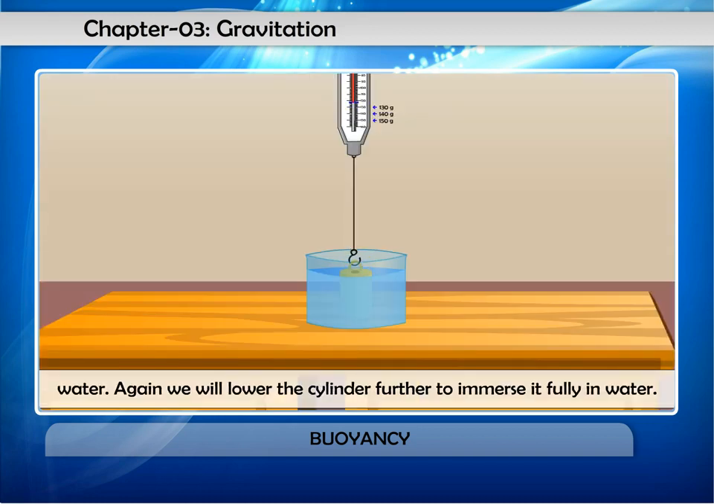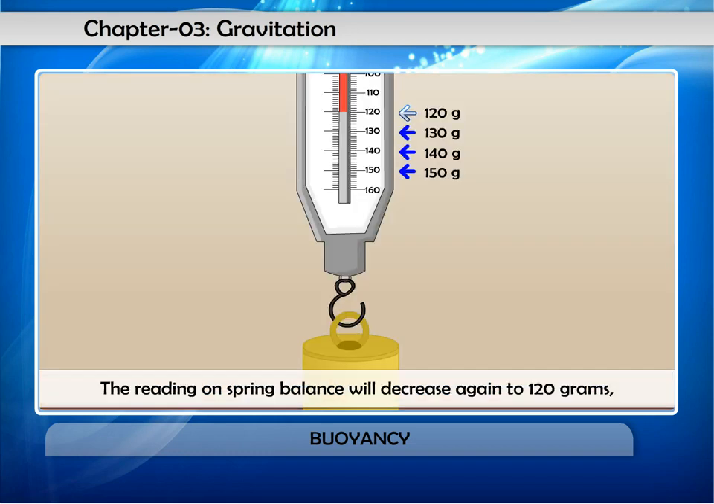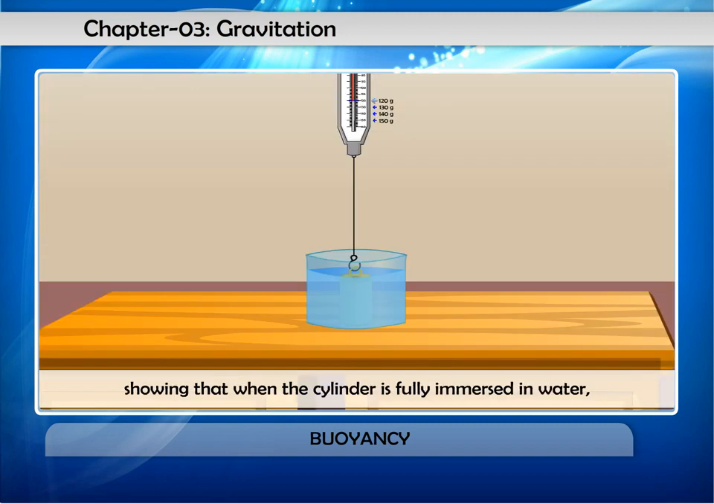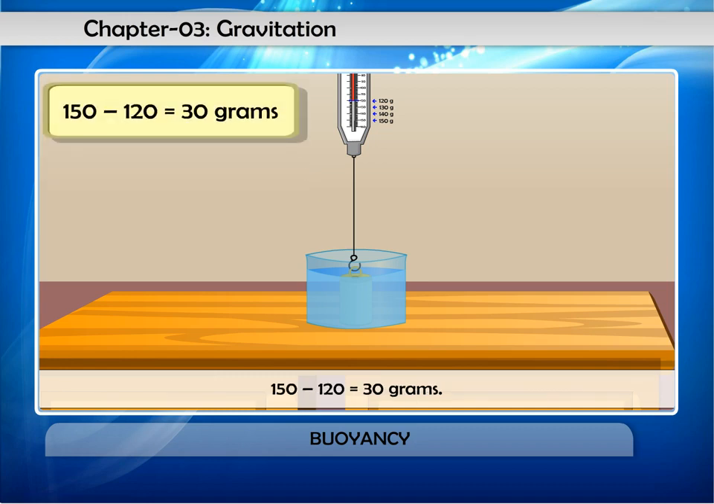Again, we will lower the cylinder further to immerse it fully in water. The reading on the spring balance will decrease again to 120 grams, showing that when the cylinder is fully immersed in water, its weight decreases further and it becomes still lighter in water. If we lower the cylinder further, its weight will not decrease anymore. Thus, the maximum loss in weight of the cylinder on fully immersing in water is 150 minus 120, which is equal to 30 grams.